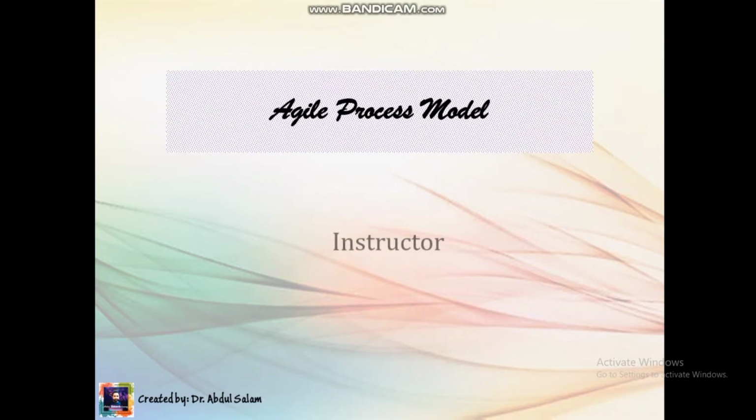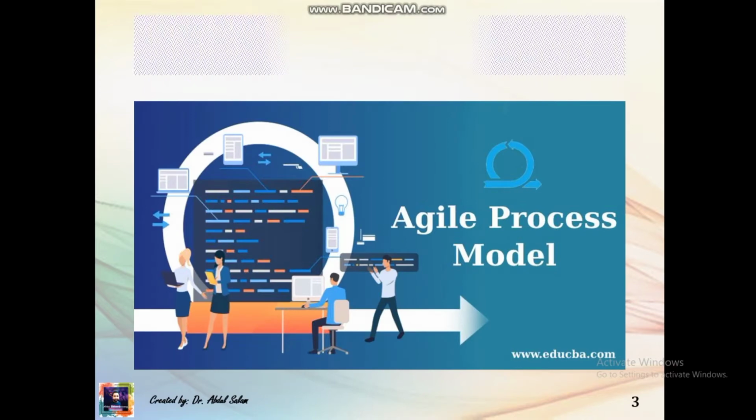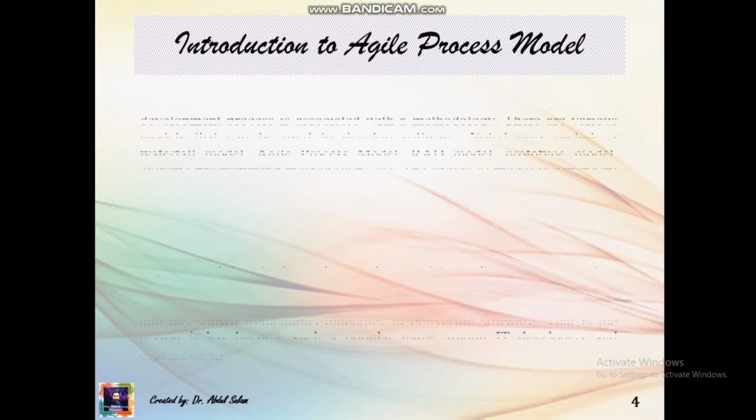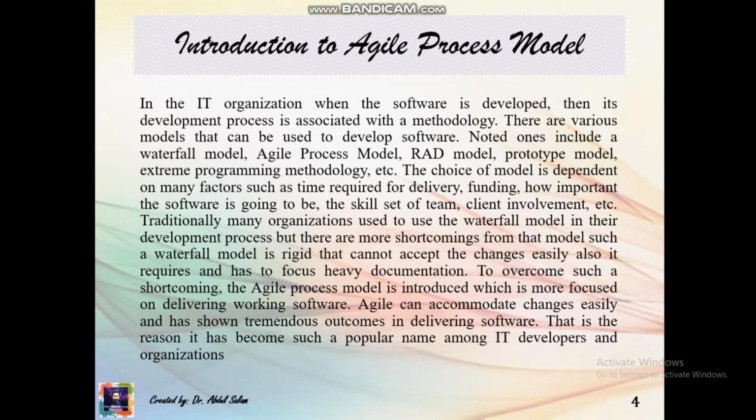Today I'm going to discuss the topic Agile process model. What is Agile process model? Introduction to Agile process model: in the IT organization, when software is developed, its development process is associated with a methodology. There are various models that can be used to develop software. Some include the waterfall model, agile process model, RAD model, prototype model, extreme programming methodology, etc.